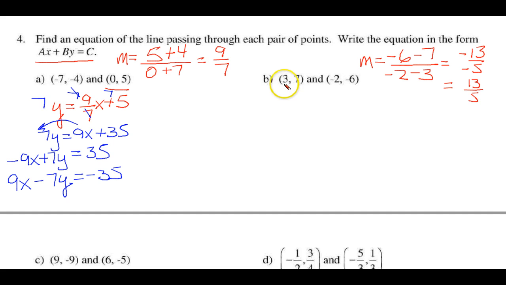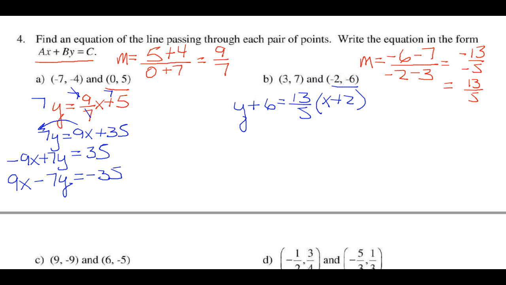Okay, here you might say, which point do we use? And it doesn't make any difference. Since these are negative, in the formula they're going to become positive, so let's use these. Y plus 6 now equals 13/5 times x plus 2. Having them positive makes it a little easier.